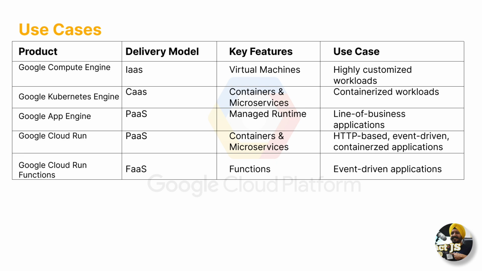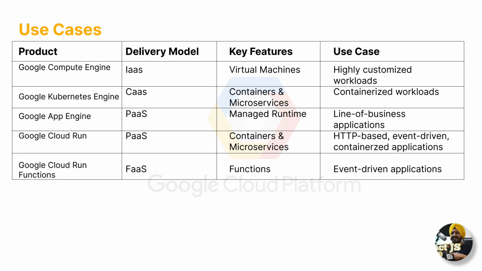If you don't want to care about anything, but you want to bring your code, multiple code snippets, multiple functions and the entire application as code and deploy it and scale it, you can do it with App Engine, which is a platform as a service offering, and it comes with a managed runtime. It is great for running line of business applications or web applications that come with complex custom logic and custom code.